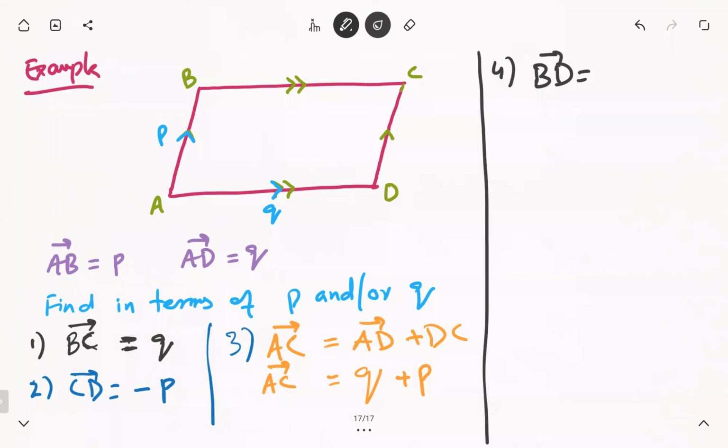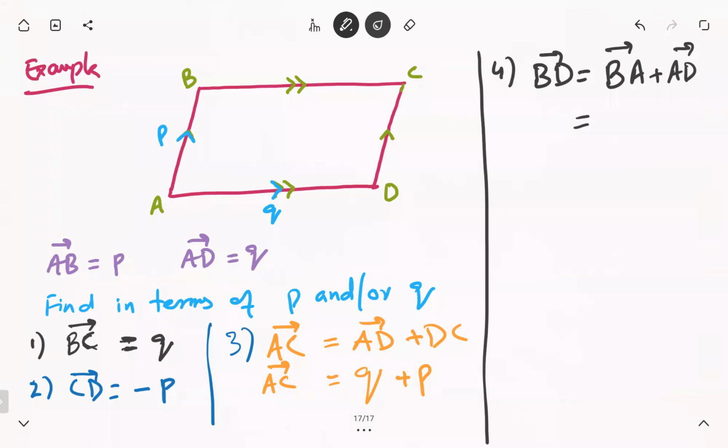Sir, BA plus AD. Okay, you are telling the path BA, which is right, plus AD, right path, but you need to tell the vectors as well. What is that BA and AD? Sir, BA is P and AD is Q. Yes, it is not positive P.